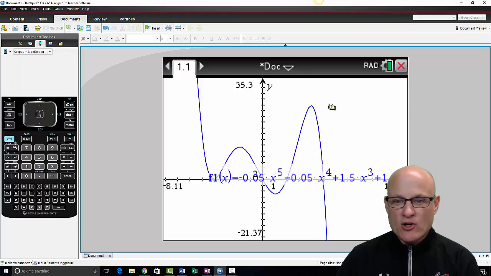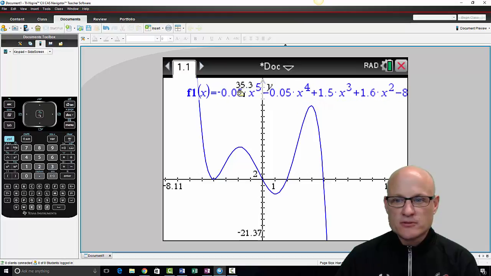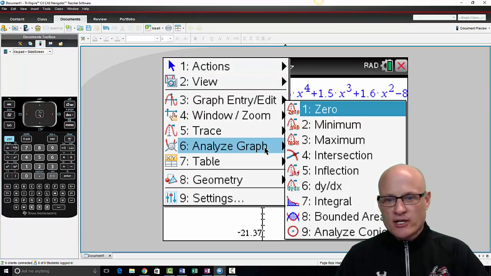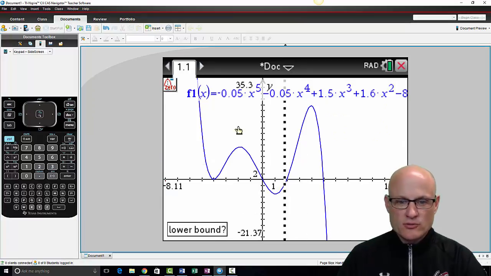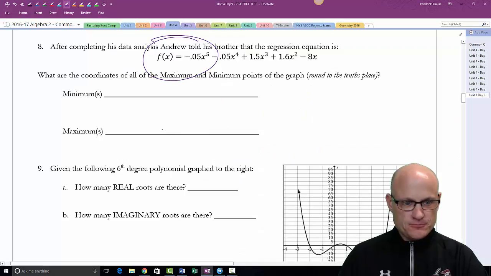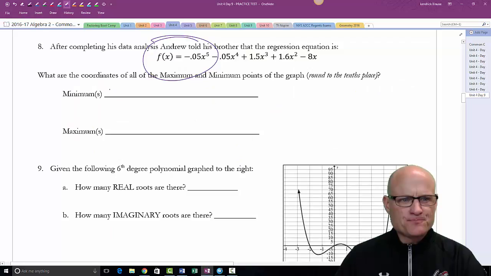So I need to find all of the max and mins. Let's put this up here. All right. So menu, analyze graph, 0. Negative 4. Now that was a minimum, right? So negative 4, 0.